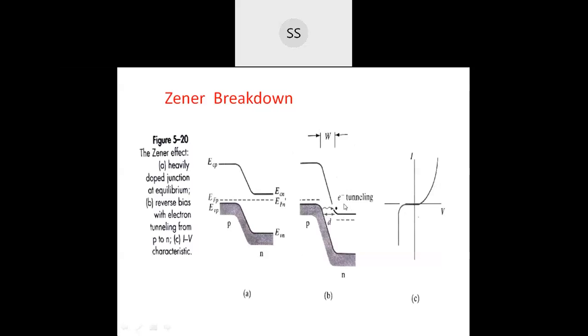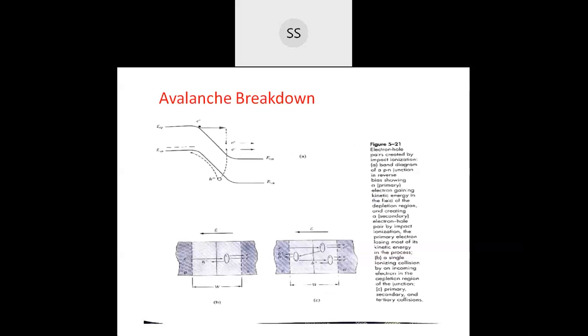Now if you still keep on increasing this VR, when a critical voltage level VBR is reached, the magnitude of this reverse current is going to increase. When this becomes very large, it results in a very large reverse saturation current, and we say that Zener breakdown has occurred. So that is one kind of breakdown. Then there is one more, which is known as avalanche breakdown. Avalanche means getting multiplied in large numbers.